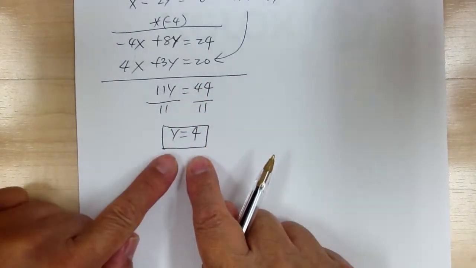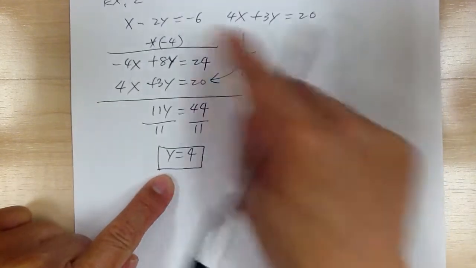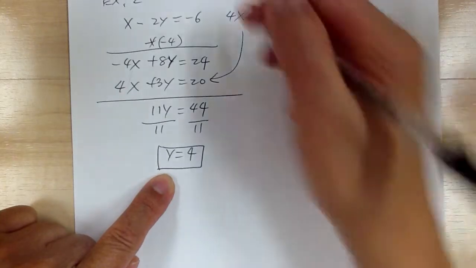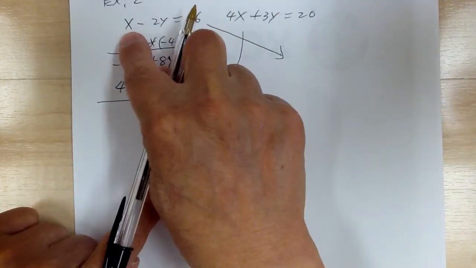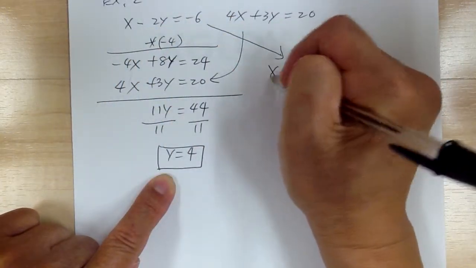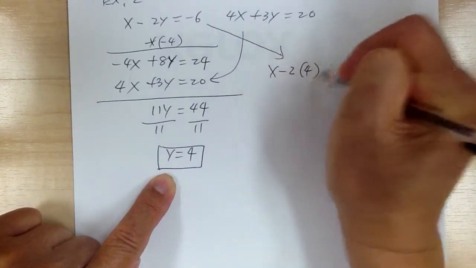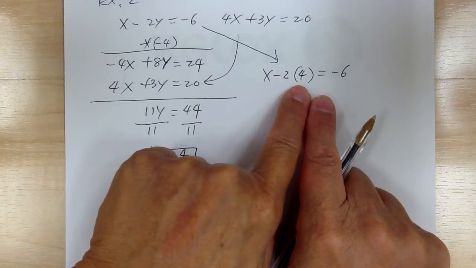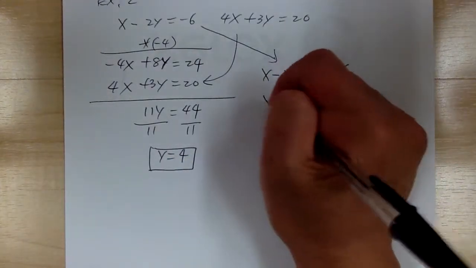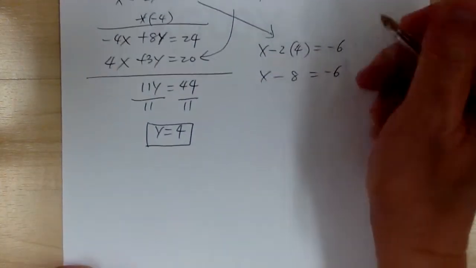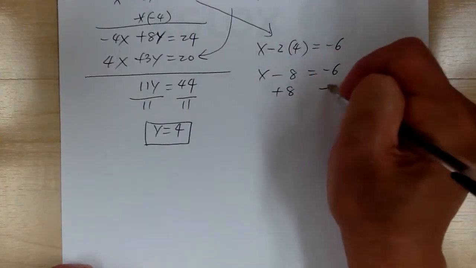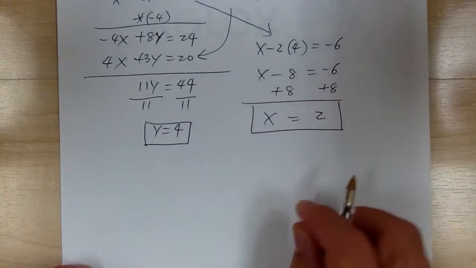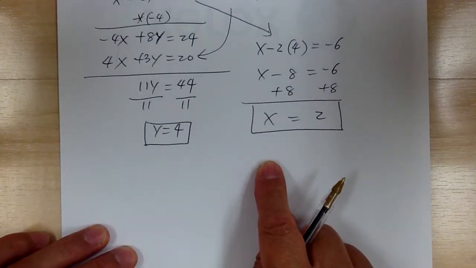Once I find y equal to 4, I'm going to substitute into one of the equations. It doesn't matter which one you use. I'm going to use this one because this equation has the lower number. So I get x minus 2 times y equal to negative 6. Again, whatever you substitute, put in parentheses. Work it out, and plus 8 on both sides. So I get x equal to 2, and that's it for example 2.